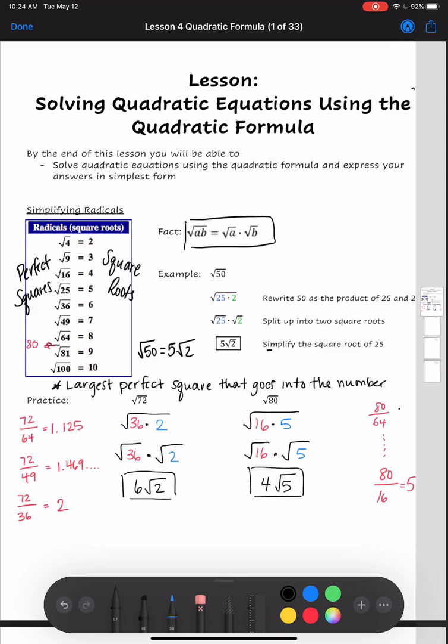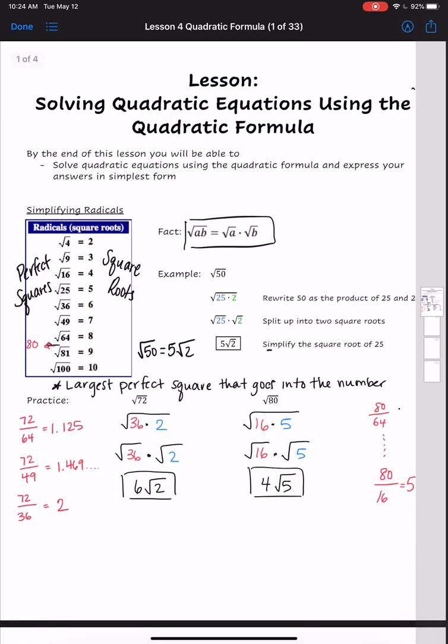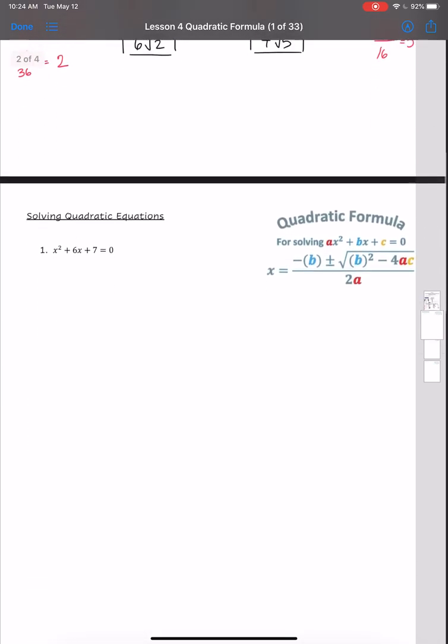Okay. So remember, it's strategic. You don't want to pick any two factors. I know that off the bat someone would want to say, well, radical 80 is equal to radical 8 times radical 10, because 8 times 10 is 80. But neither 8 nor 10 are perfect squares, so that doesn't get you anywhere. So you don't want to do that. You're looking specifically for the largest perfect square. Okay. So that's simplifying radicals, and now we're going to get to solving quadratics.